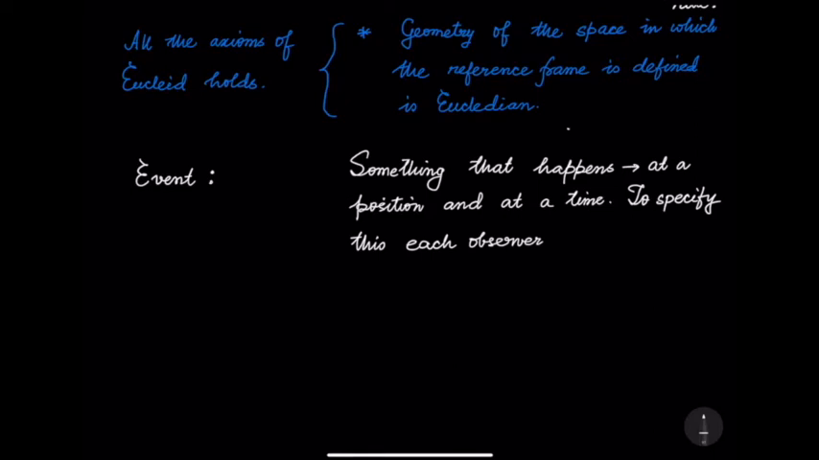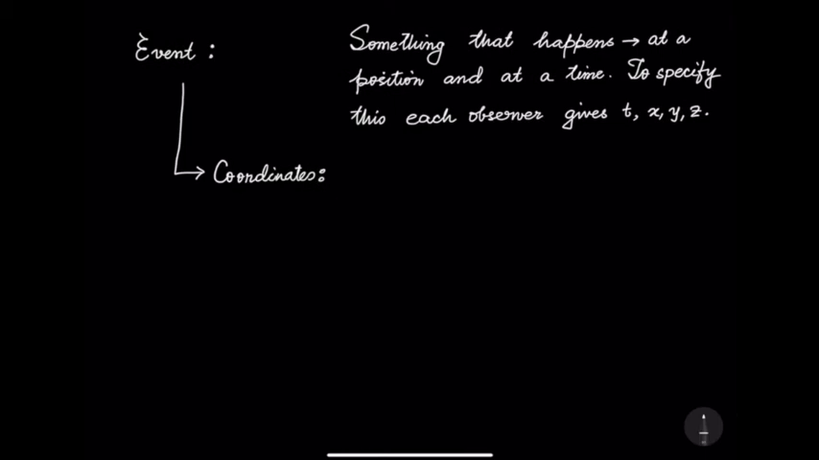So to specify each event, each observer gives the following numbers: the time when the event happens, and let us call Cartesian coordinates x, y, and z. These numbers associated with the event are the coordinates of an event. I will write these as ct, x, y, z as opposed to t, x, y, z, just because if I write it this way, all of the four numbers that the observer is telling you about that event have the same dimension.